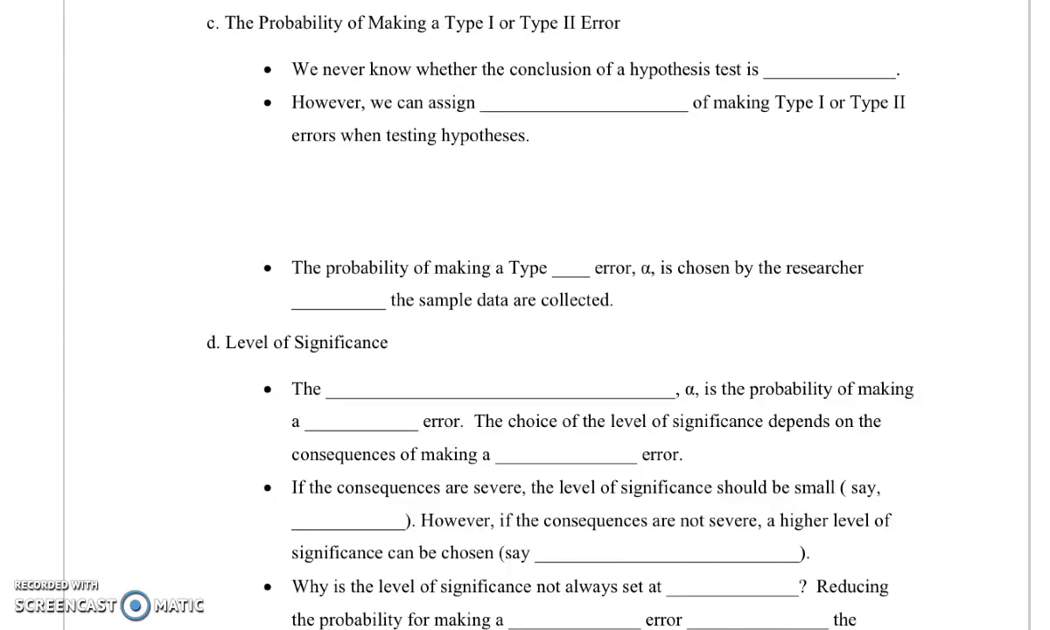Now let's turn our attention to the probability of making a type 1 or type 2 error. So remember, we never know whether the conclusion of a hypothesis test is correct or not. However, we can assign probabilities of making type 1 or type 2 errors when doing hypothesis testing.